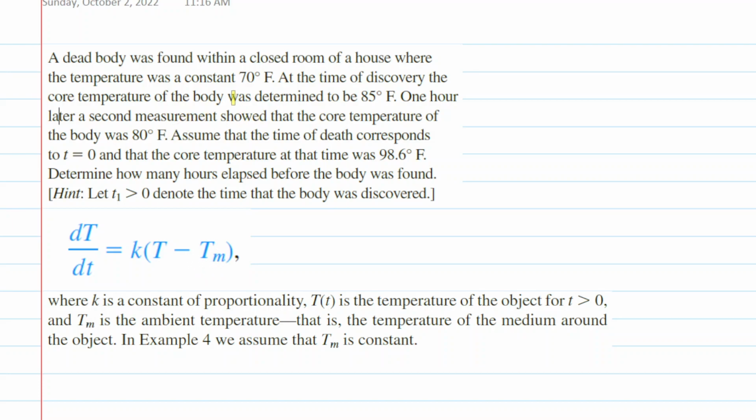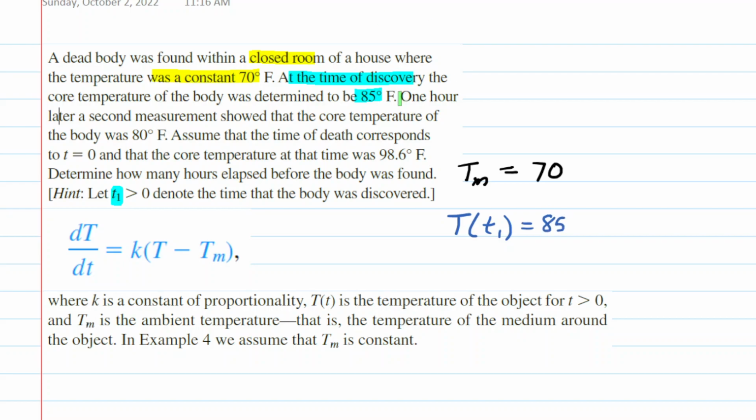For example, we know the body was found in a closed room whose temperature was a constant 70 degrees Fahrenheit. So this means that the temperature of the surroundings, also known as the ambient temperature, was a constant 70. We read on and we know that at the time of discovery, which is denoted as T sub 1, the temperature was 85 degrees. So what we can say is that the temperature at a time of T sub 1 was equal to 85 degrees.